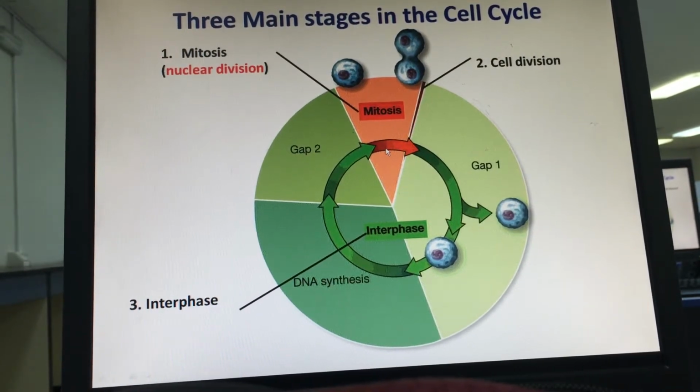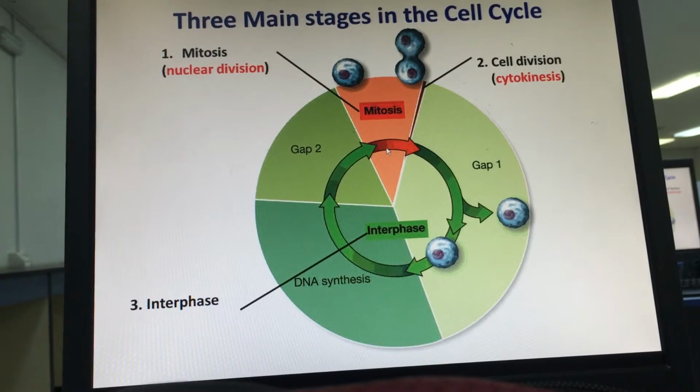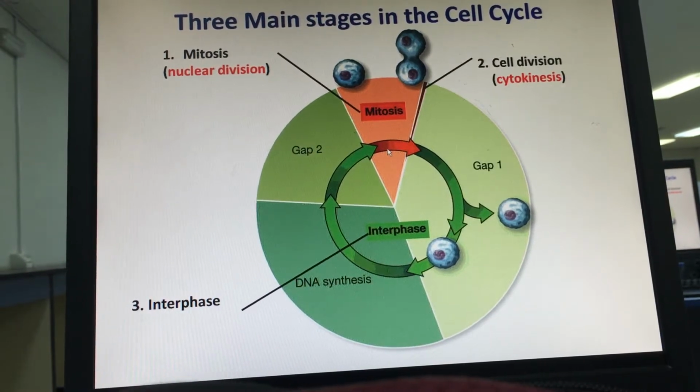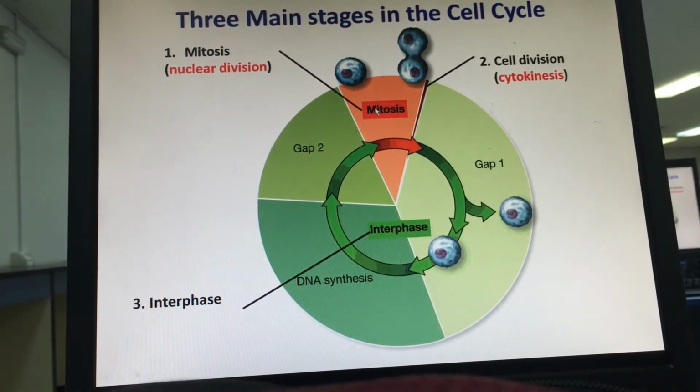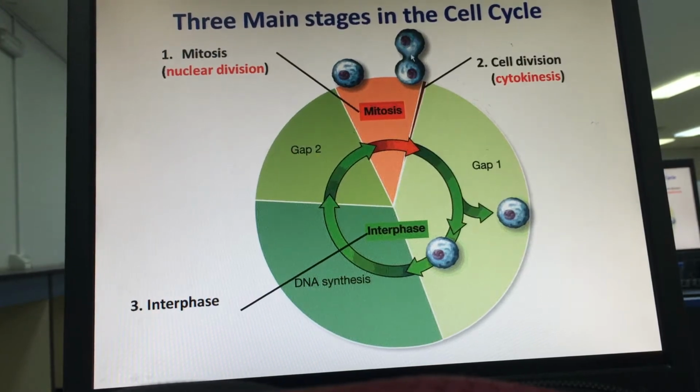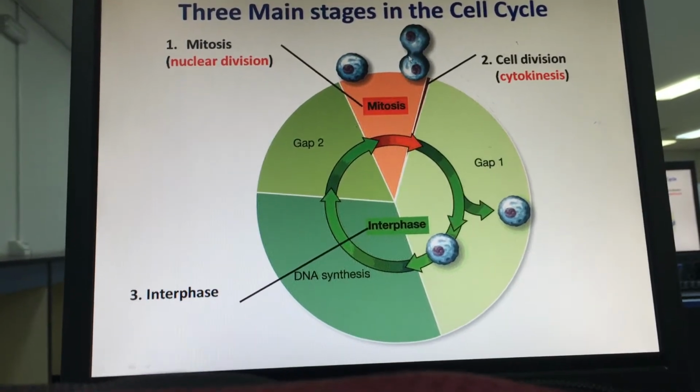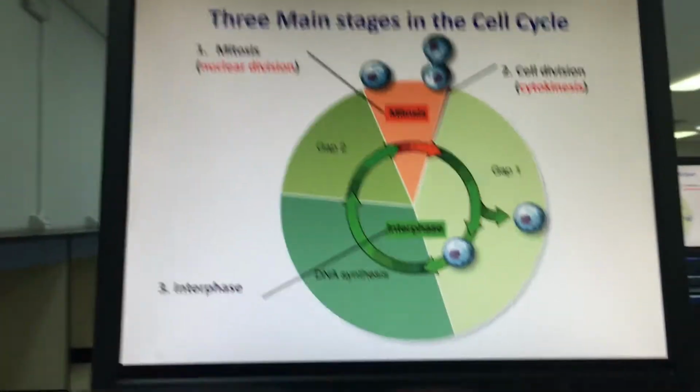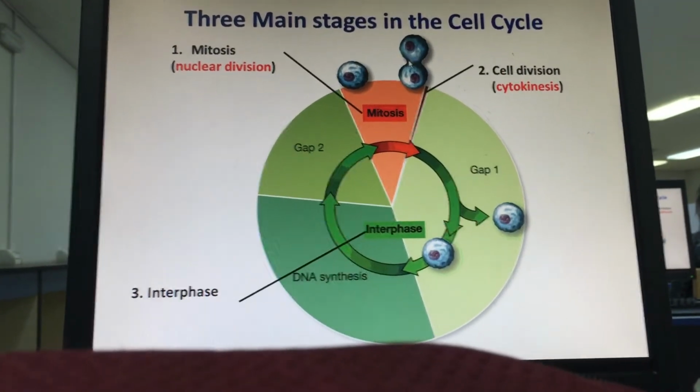Once again, mitosis is where division happens. After mitosis, after the nuclei divide, you have to separate the cytoplasm of the two cells, a process called cytokinesis, which differs between the animal cells and the plant cells, as we're going to see today.